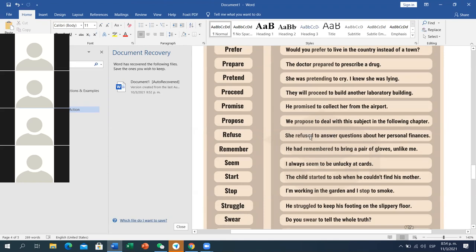Refused to. Refuse, este fue el verbo, ¿sí? But to what? To answer questions, okay? There you go. The next one, we promise to collect, okay? The doctor prepared to, porque si yo digo the doctor prepared, the doctor prepared what? ¿Qué preparó? She refused to answer. Y ahí está nuestro punto clave, que es el infinitive.